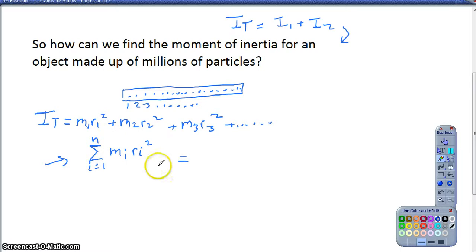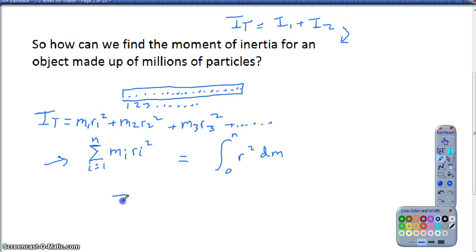So finding the sum of all of these particles is the same as finding the integral of r squared with respect to dm from 0 to whatever distance we make up. And so that's actually what we're going to do a lot of in this section. We're not going to algebraically add up millions and millions of particles. That doesn't make any sense. Instead, we're going to use calculus. We're going to use calculus to find our moments of inertia for various objects.